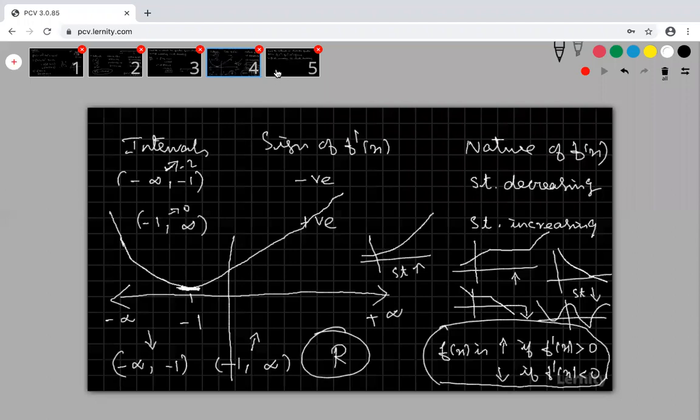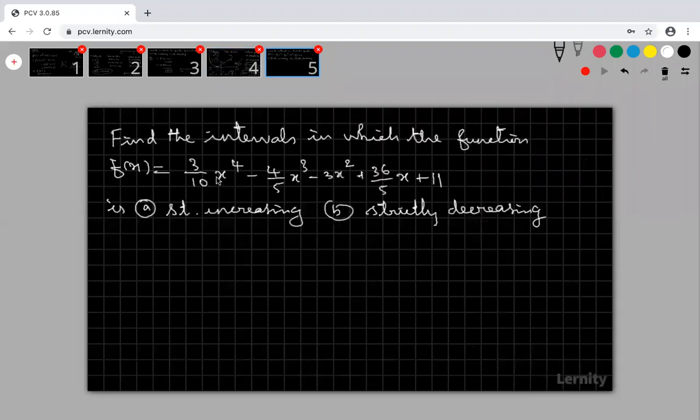But you need not write all these things in your exams. Please try to understand. You complete this table. This table is enough. In the exam, you have to complete the table. Okay, right. Now come to this problem.